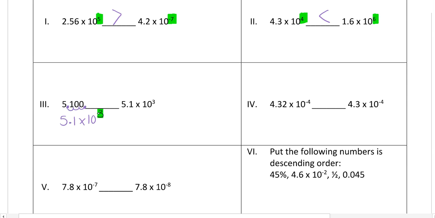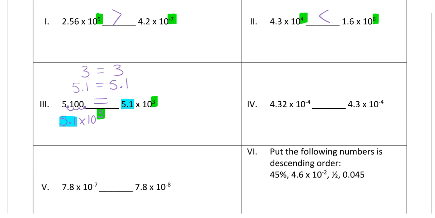Well, if I now compare my exponents, I see that they are the exact same, so 3 is equal to 3. So before I can say that these are the exact same, even though, side note, I think many of you can already see that they are, for practice's sake, we would then look at the decimals, and I have 5.1 compared to 5.1, and 5.1 is equal to 5.1, therefore 5,100 is equal to 5.1 times 10 to the 3rd.